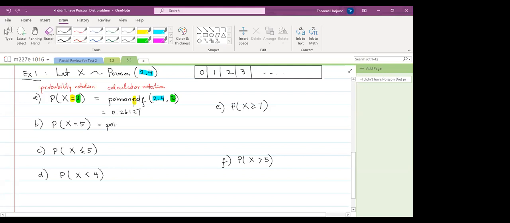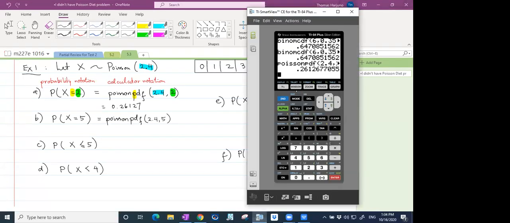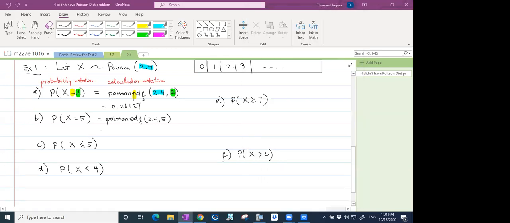This is Poisson PDF 2.45. Okay, let me use the calculator now. So Poisson PDF 2.45. I get 0.06020.